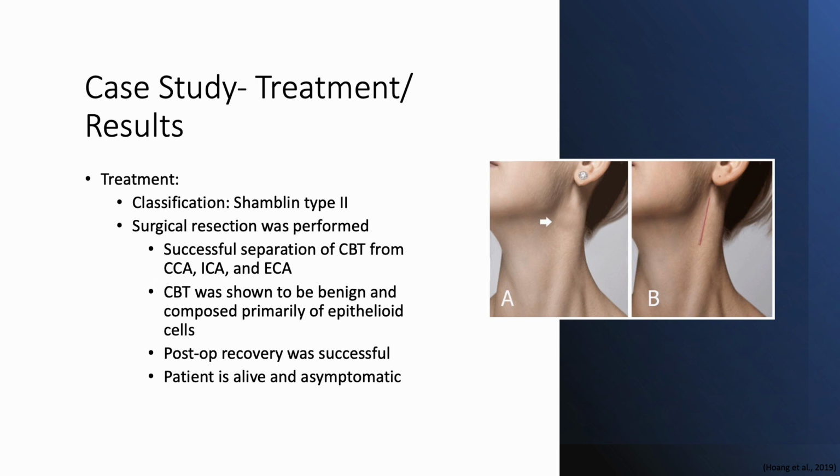So regarding the patient's treatment, she ended up undergoing general anesthesia to remove the carotid body tumor. It was classified as a Chamblin type 2 tumor, which will be discussed in some of the following slides. The surgery was successful, and the patient is now asymptomatic with a small vertical scar.